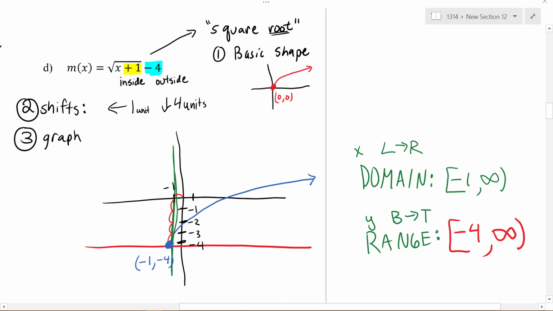Okay, so you should be able to draw that picture, label the shifted origin point, make sure you have the right shape, and then once you graph it, you should be able to tell me the correct domain and range of the picture that you just drew.